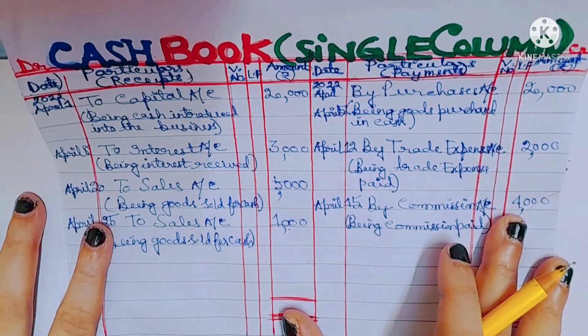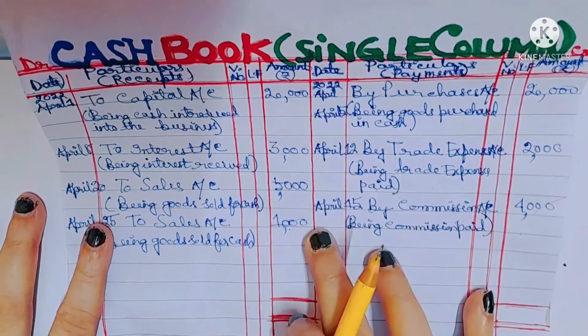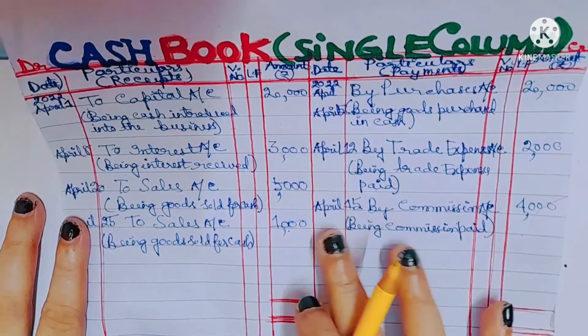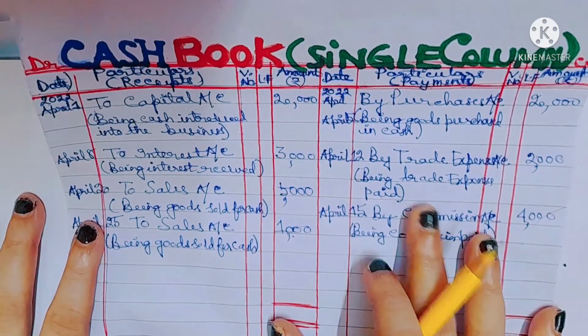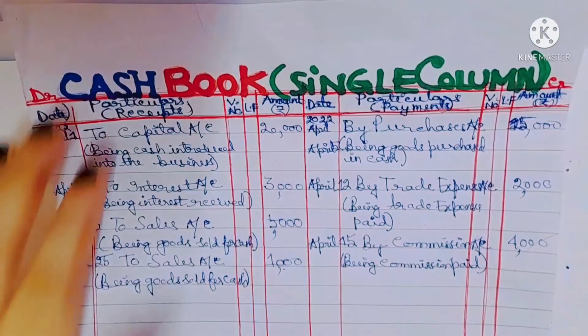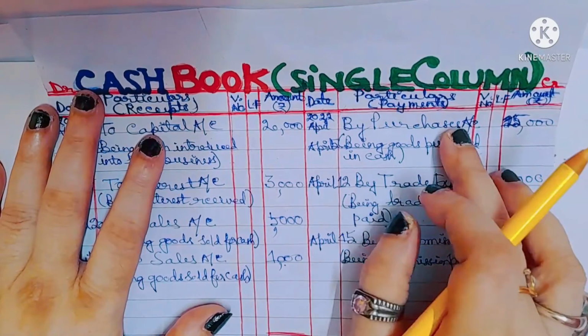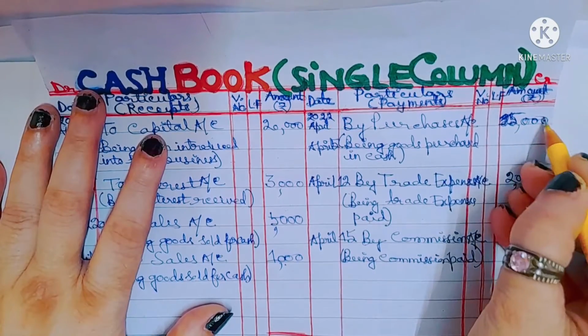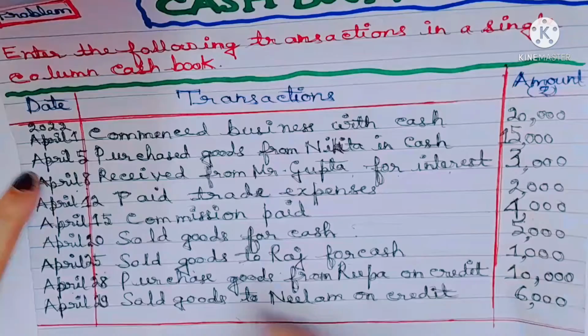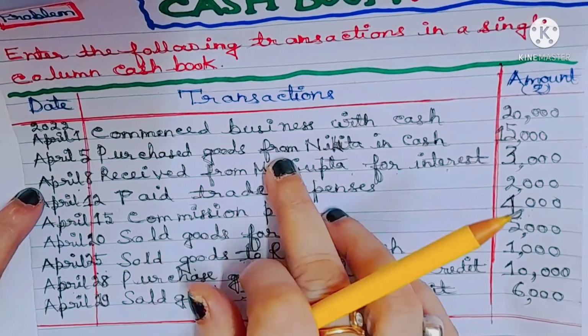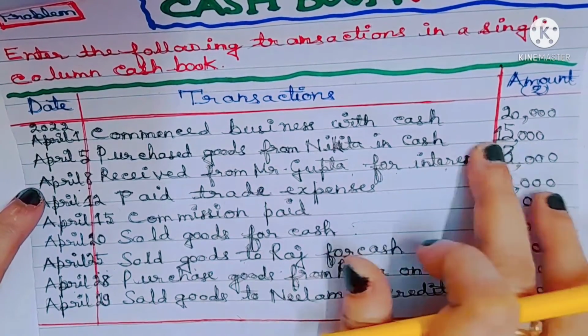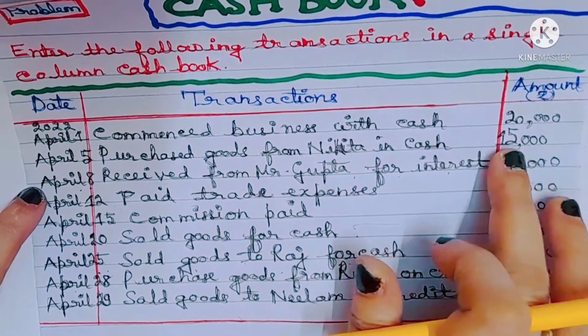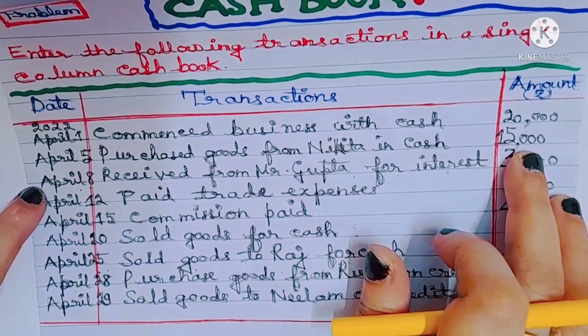Moreover, cash book is a real account. According to real account, what comes in is debit. Here, when goods are sold, cash comes into the business. So 1,000 will be debited. By the way, I've made a mistake. By purchase account will be 15,000 and not 20,000. Okay, let's see the problem. On 5th April, purchased goods from Nikita in cash 15,000. I made a mistake. Sorry. It will be 15,000, not 20,000.